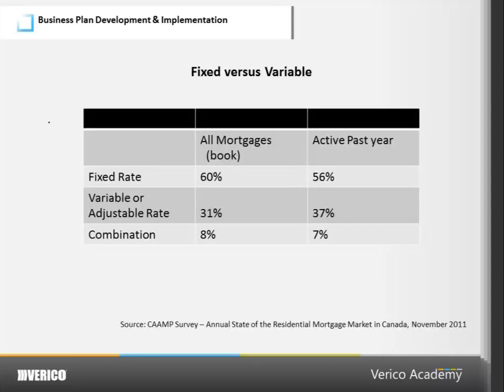Here's some information on fixed versus variable, and these will change throughout the year as well as year over year, depending upon what rates are doing, what the Bank of Canada rate is doing. On the whole book, that's all of the mortgages that are currently outstanding, 60% are fixed, 31% are variable or adjustable, and 8% are a combination of the two. In the past year, of the mortgages that were taken out, 56% were fixed rate, 37% were variable or adjustable rate, and 7% were a combination. So the fixed rate was down a little bit last year.